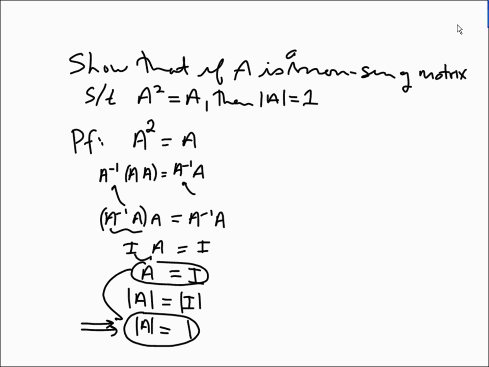You want to go from here to there? Fine. It's not unreasonable for you to know that if A is the identity matrix, then the determinant of A is 1. You should definitely think.